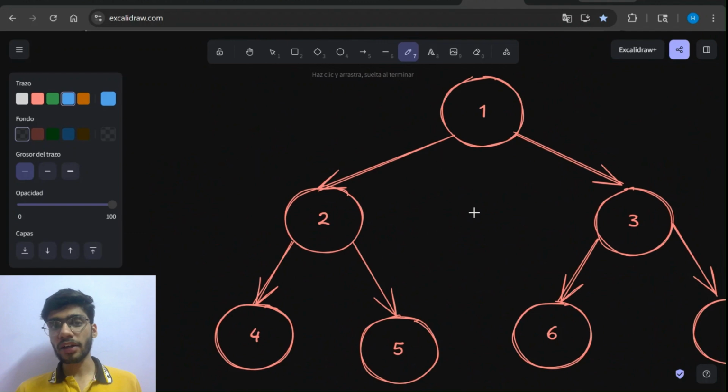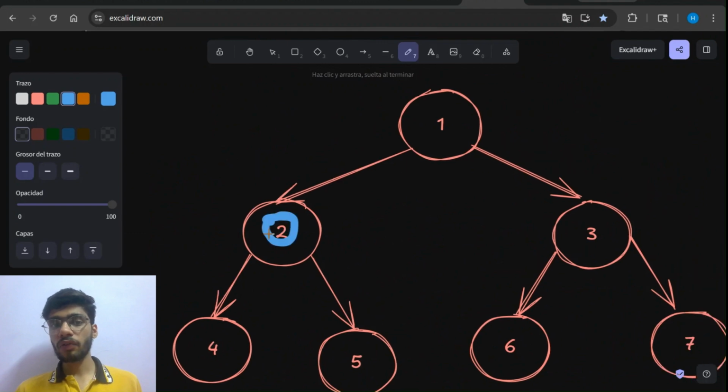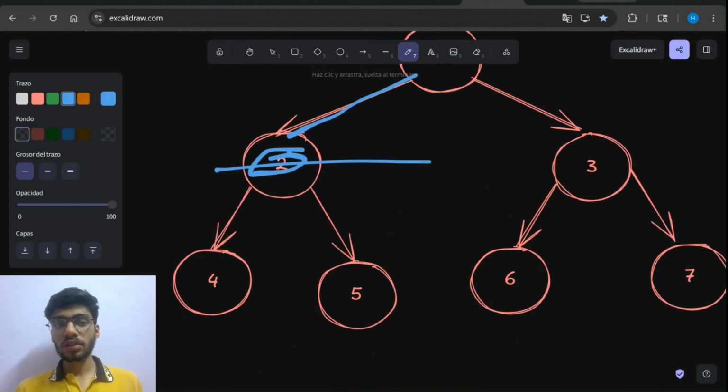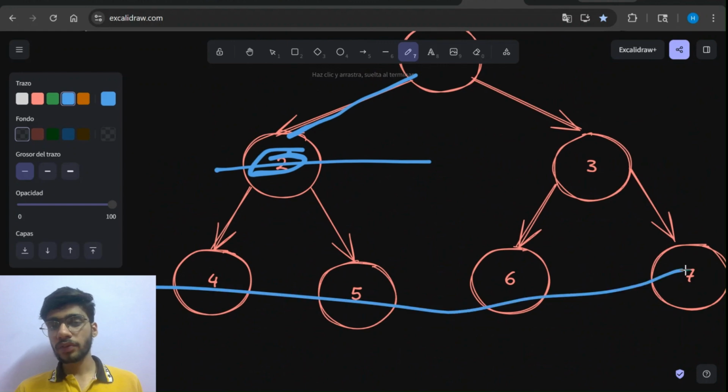So if I ask you what is the depth of this node 2, these are the edges from the root. This is the root, from root to this node there is exactly one edge. So depth of this is 1. Depth of 4, 5, 6, 7 is 2 because there are two edges from the root node.